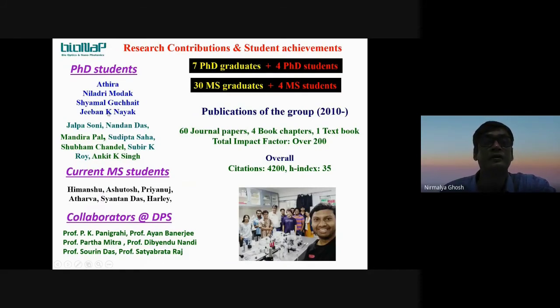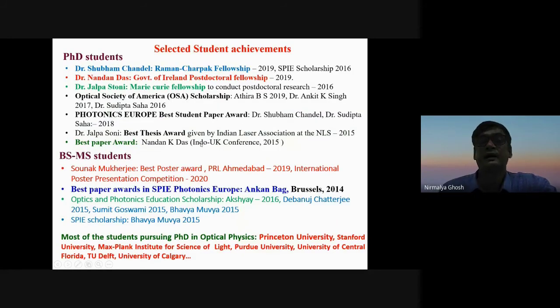These are our current PhD students and former PhD students. Seven PhD students have graduated from the lab. Four PhD students are currently doing their PhD. Thirty MS students have done their MS project, and there are four current MS students. I have provided some statistics on the publications of the group. We have, of course, many collaborators in our department itself. And these are some of the selected achievements of the students.